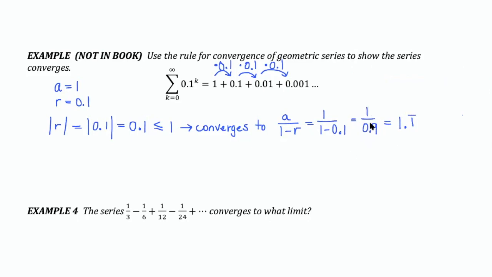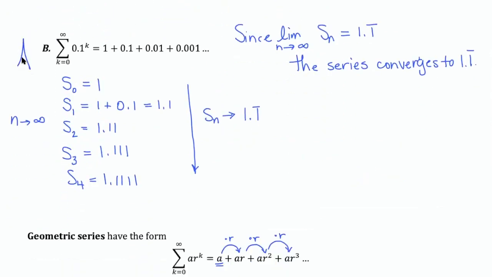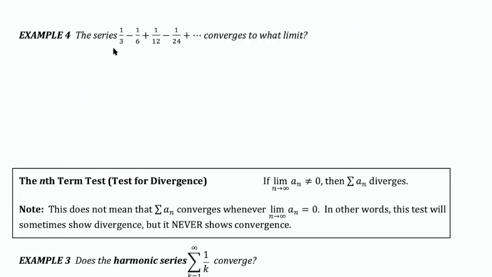We can also multiply both the numerator and the denominator of this fraction by 10 to get an equivalent fraction. So the decimal 1.1 repeating is actually the same as the fraction 10 over 9. So that's going to be the value that the series converges to. And if we go back up here, that's what we said in this example. That's what the limit of the partial sums appeared to be. So the formula for the geometric series is a super easy way to find the value that the series converges to.